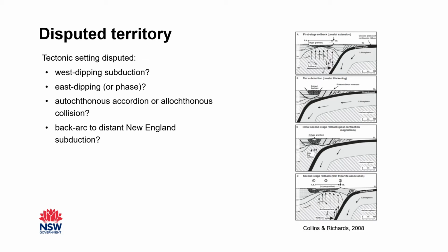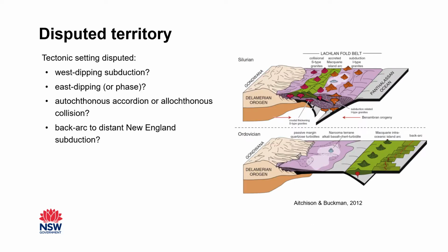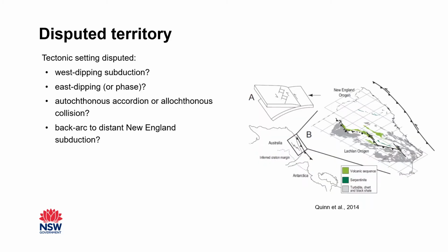These include west-dipping subduction with advances and retreats of the subduction zone, models which involve east-dipping subduction during at least some part of the arc's activity, competing models which suggest an allochthonous origin as an originally distant arc on the Paleopacific emplaced by abduction onto the margin, or the most radical variant where the Macquarie volcanic system was a back arc to a distant subduction zone.